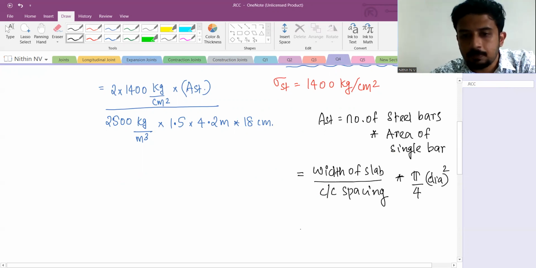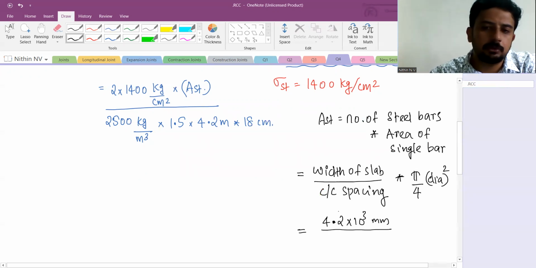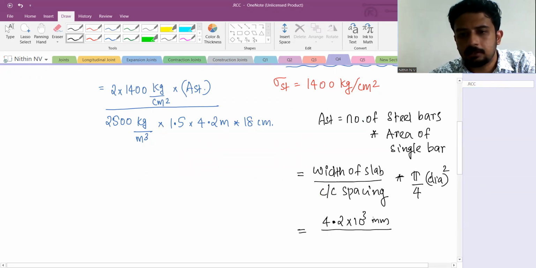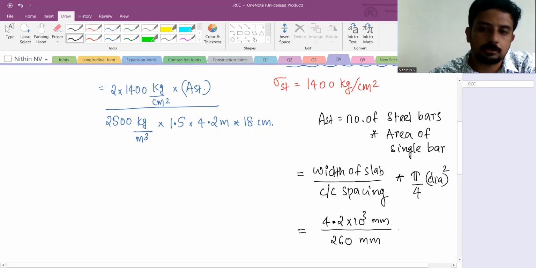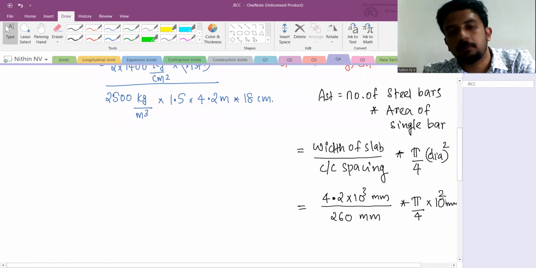Now you see, the width of slab is how much? 4.2 meter. Let's convert into mm because the spacing is given in mm, right? So 4.2 meter is nothing but 4.2 into 10 raised to 3 millimeter. Divided by the center to center spacing 260 mm, into pi by 4 into 10 mm square. So this is nothing but AST.